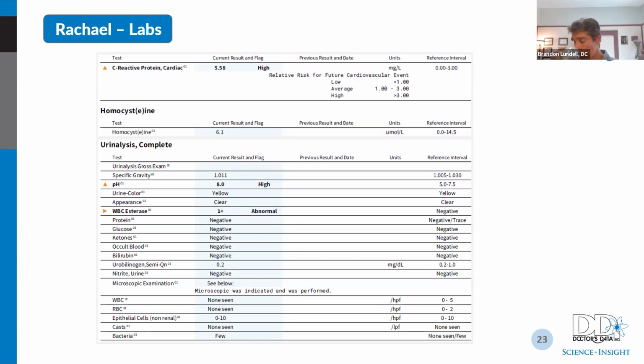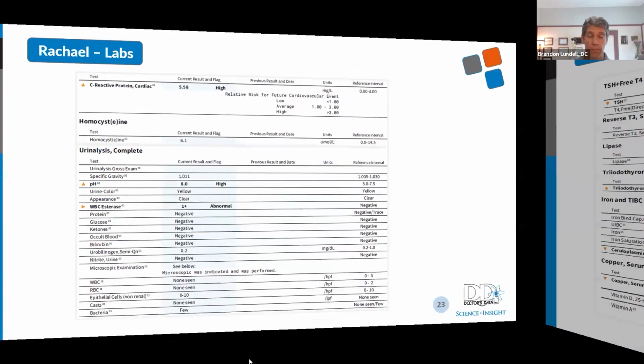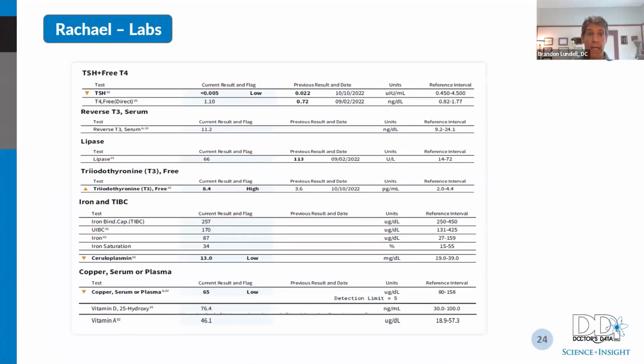And oftentimes, this is what is at play when someone has mold sensitivity, is really a multifocal dysbiosis issue, and it's driving up the immune reactions. And as we see, her TSH was undetectable.